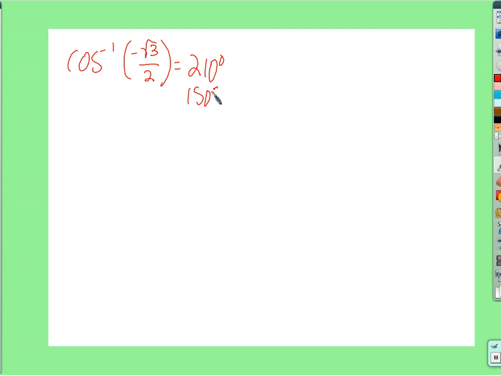Why? Because, I don't know, if you surveyed 1,000 mathematicians, they would probably pick 150 rather than 210. But there had to be just one answer. As far as I can tell, there's not really any other reason. We needed to have only one output, otherwise it's not a function, and 150 is smaller. Smaller numbers are okay.